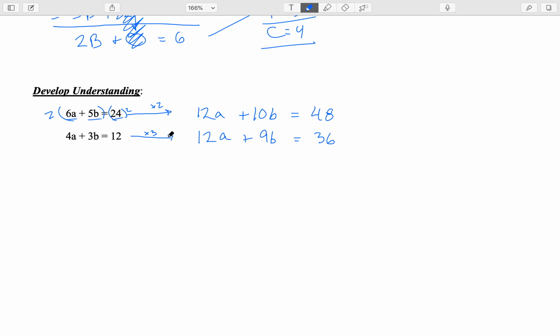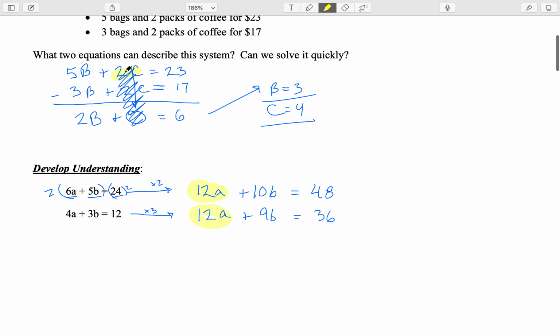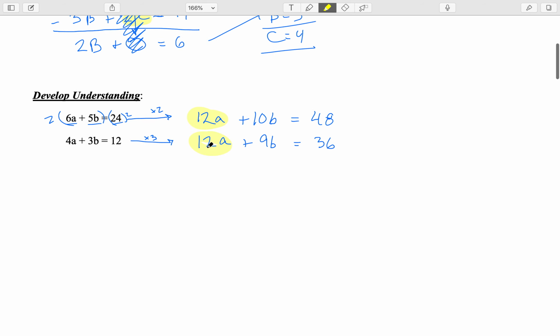Okay, so why did I do that? Because notice now, 12a's and 12a's. It's the exact same 12a's, just like up here, we had 2c's and 2c's. They can cancel each other out and make 0. These can cancel each other out and make 0.